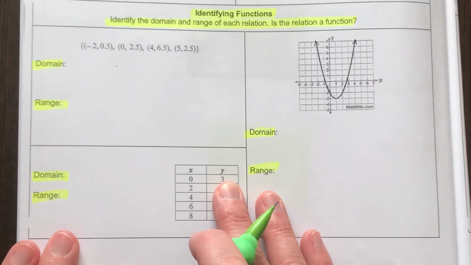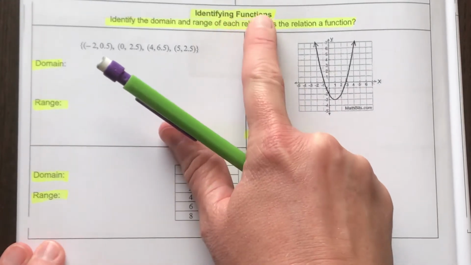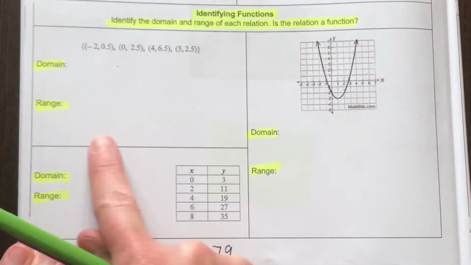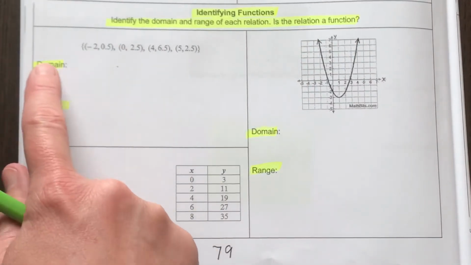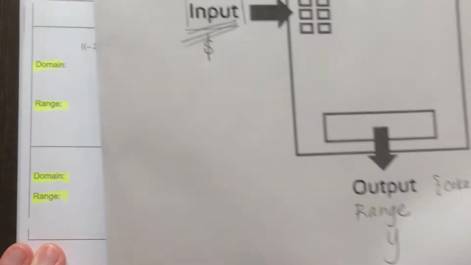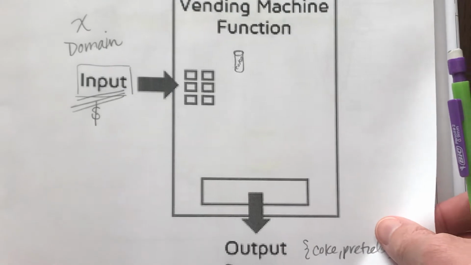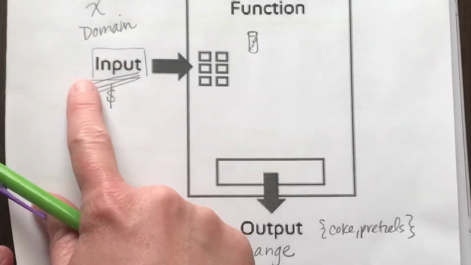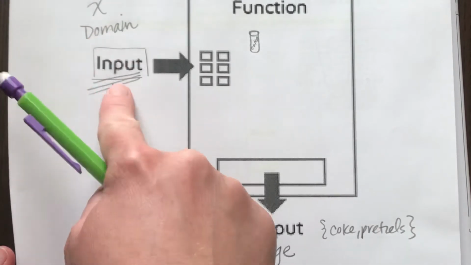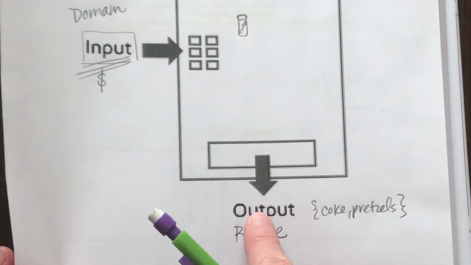In this video, I'm going to talk to you about how to identify functions, if the relationship is a function or not, and then after we decide that, we're going to look at the domain and range of your function. Now, in a previous video, I briefly talked about a function kind of like a vending machine, where what you put in is your domain, and the outputs that you get are called your range.